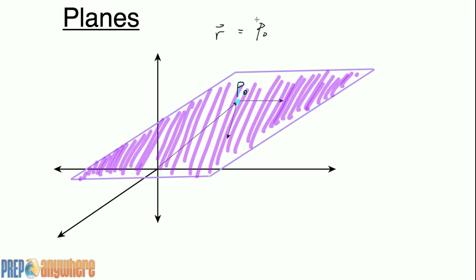Like this, with a position vector. So this is P position vector, which gets you to P0, plus S vector U plus T vector V. This is U and this is V. This is the vector form of a plane.